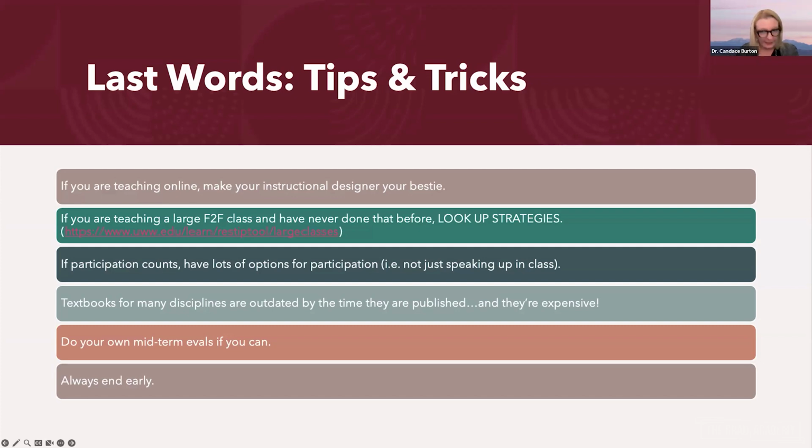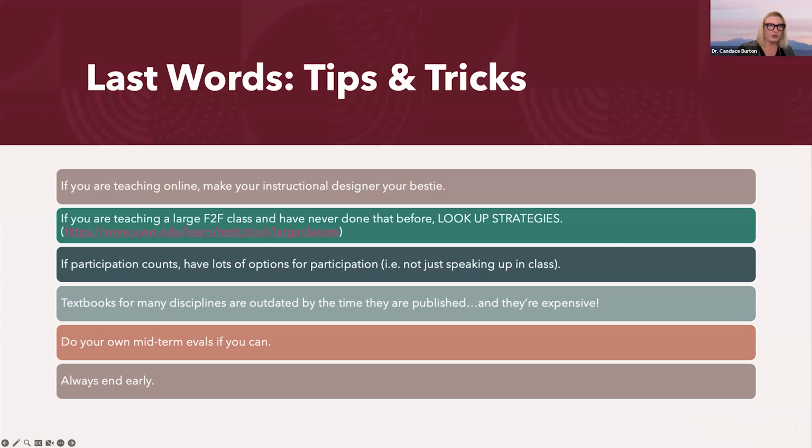If participation counts, if you're going to have a class participation component to the final grade, you need to give lots of options for participation, because some of us are introverts and we don't like to speak up in class. Okay, so you need to have a way for them to maybe post a reflection or send you a note saying, I really enjoyed this part of today's class, or something like that. It's just so you know that they were engaged.